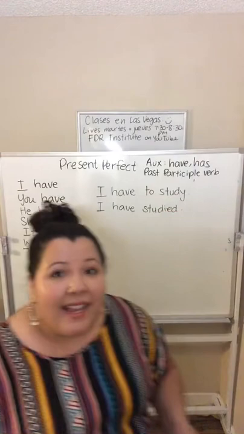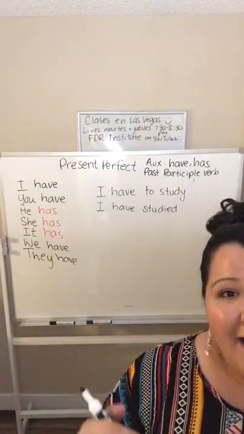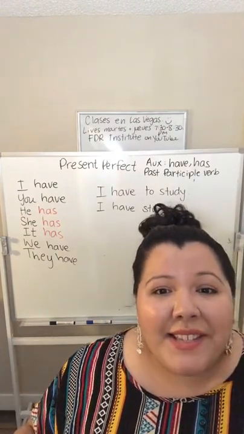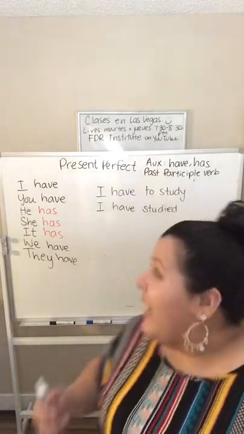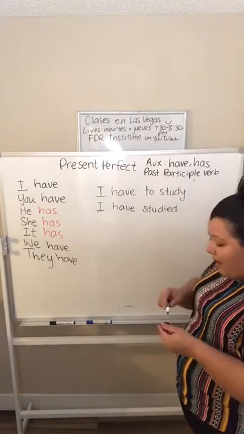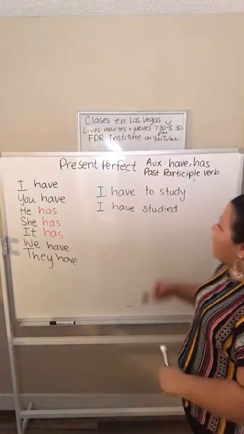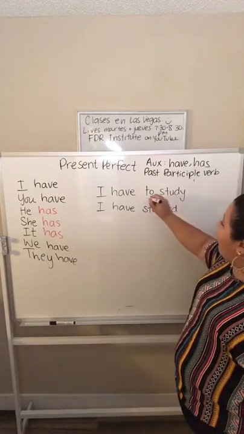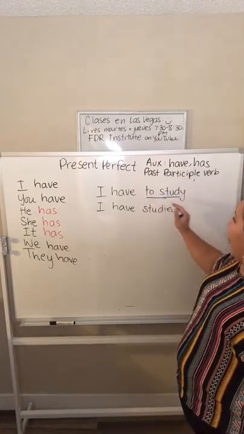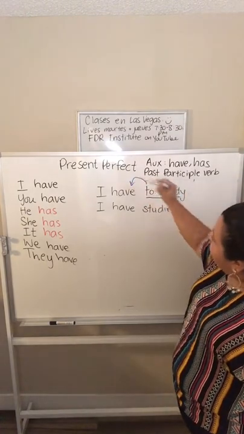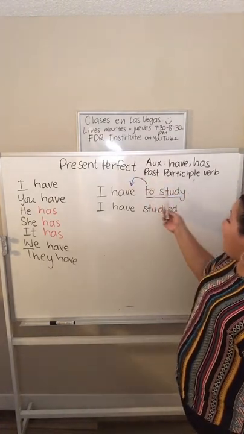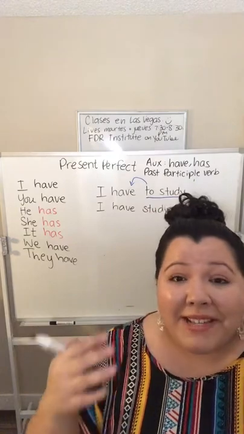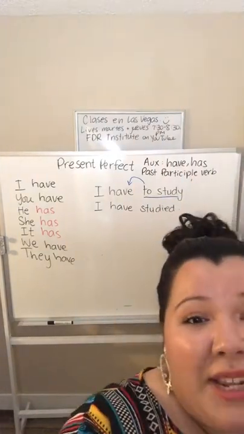I have to study es tengo que estudiar. I have studied, he estudiado. Y la diferencia está aquí, guys, que cuando digo I have to study, estoy utilizando aquí en study la forma infinitiva, to study. Esto me deja saber que lo anterior es un verbo. Porque la forma infinitiva de los verbos solo se utiliza después de un verbo que ya está conjugado. Nunca va a ser el primer verbo de una oración la forma infinitiva de un verbo.